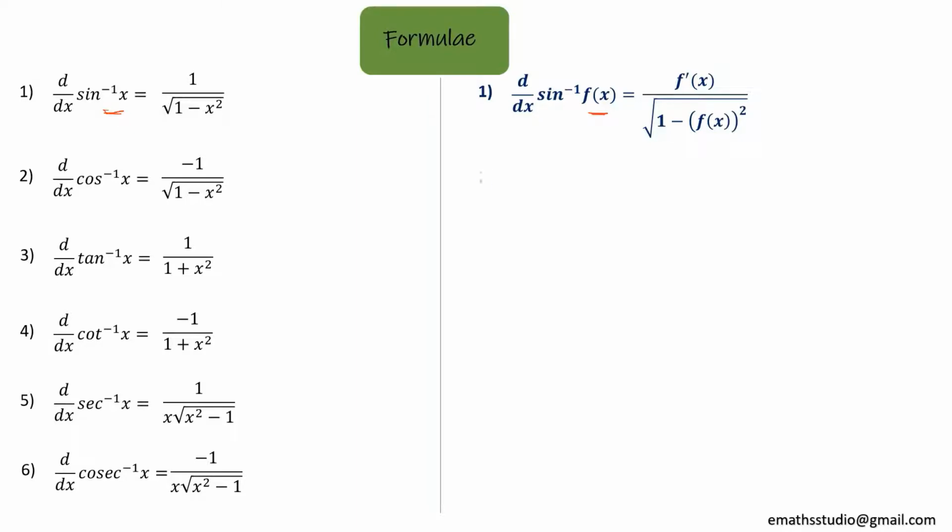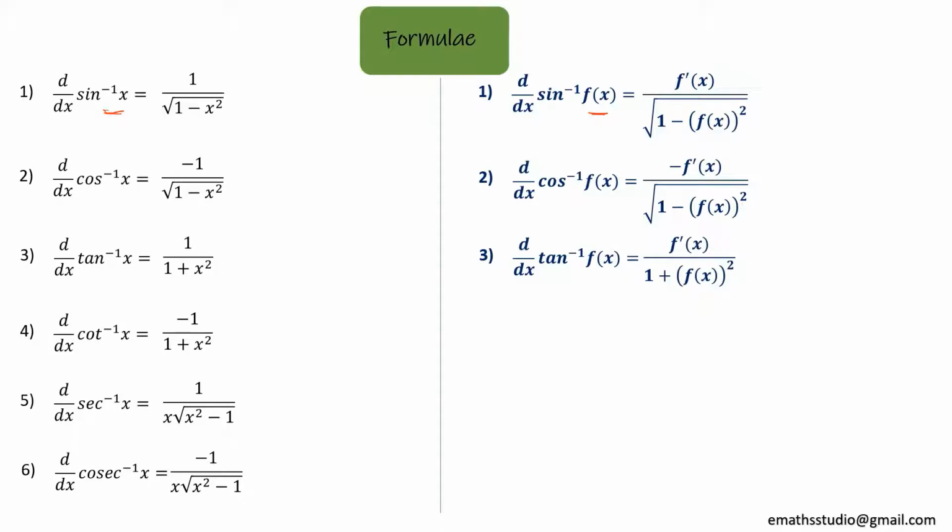In the same manner, we can modify all the formulae. The derivative of cos inverse f of x is then minus f dash of x upon root of 1 minus f of x the whole square. The derivative of tan inverse f of x can be written as f dash of x upon 1 plus f of x the whole square. You can refer to this formula. I am just modifying this formula to get this one. The modification is x is replaced by f of x, and this basic derivative formula is multiplied by the derivative of f of x, that is f dash of x. The fourth formula is the derivative of cot inverse of f of x, which can be written as minus f dash of x upon 1 plus f of x the whole square.